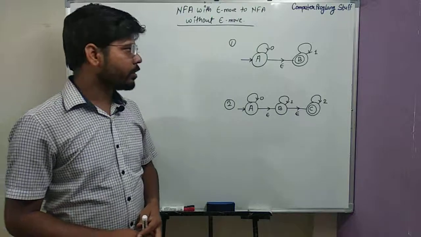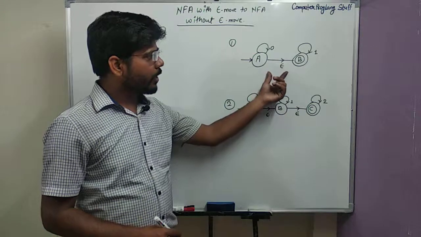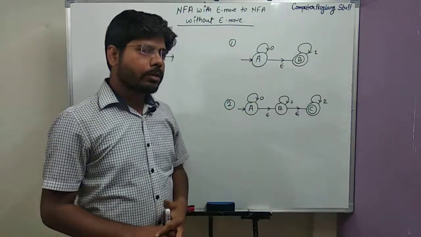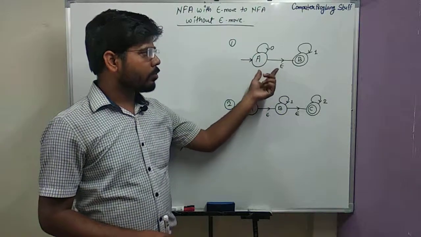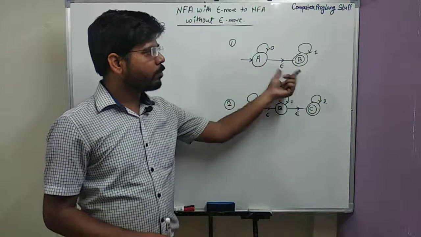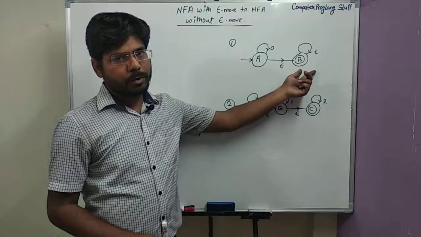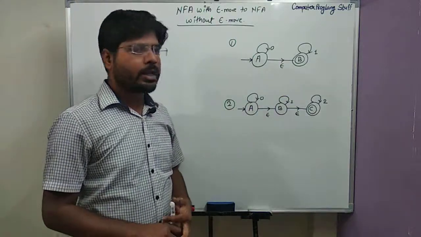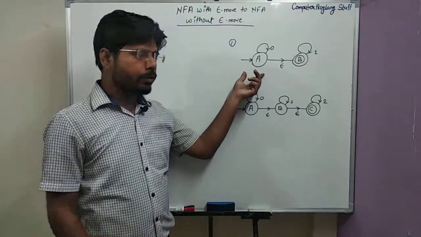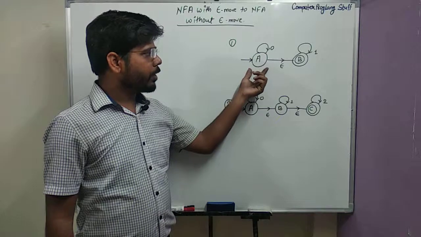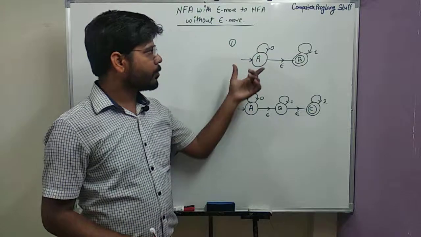An epsilon move is something like this: for example, in this case there is an epsilon transition from A to B. This means that to go from A to B we don't need any symbol. So without any input symbol we can make a transition from A to B. Epsilon means a null string, so if there is a null string in the input, we can make the transition from this state to this state. That is what an epsilon move is.